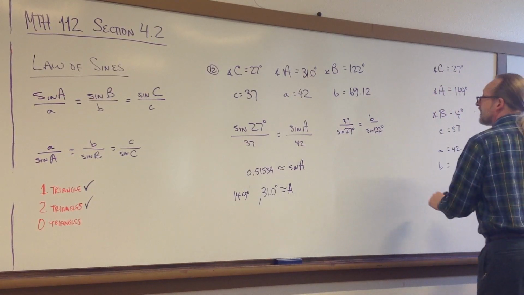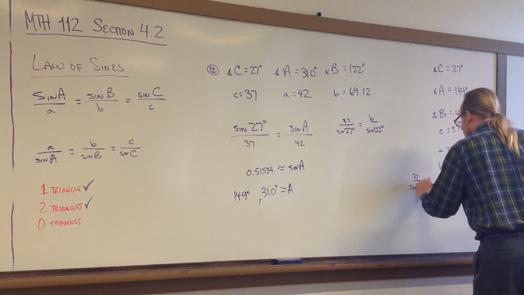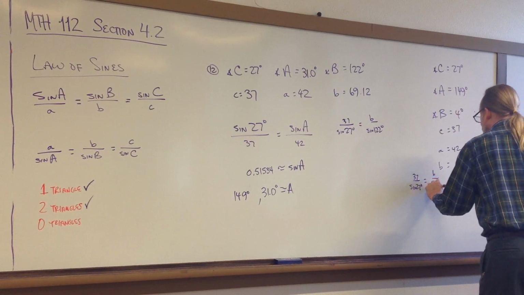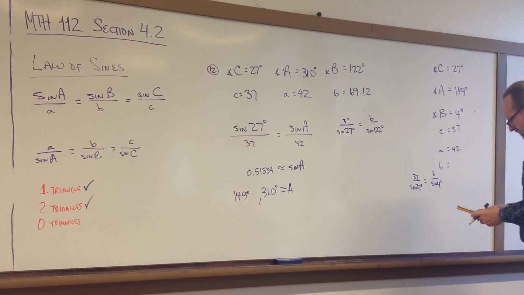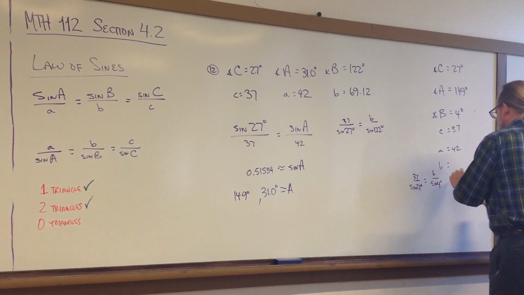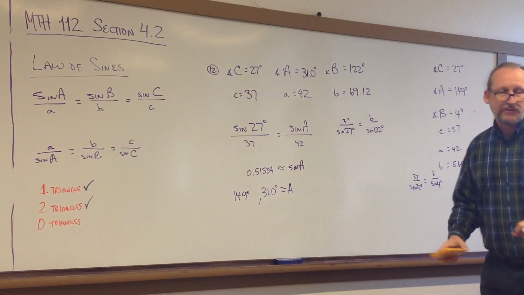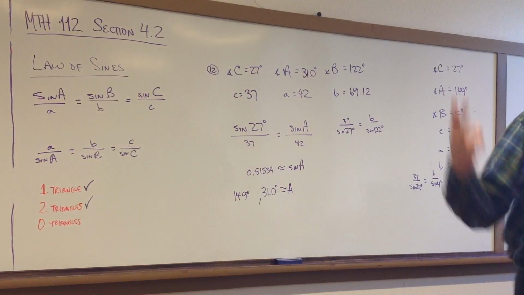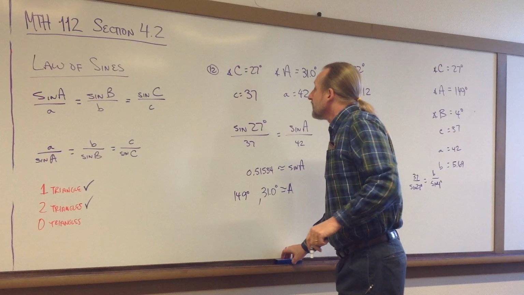And then down here, we'll set up the same thing. 37 over the sine of 27 degrees equals B over the sine of 4 degrees. Times the sine of 4 degrees, 5.69. Okay. So, there we go. That one had two possible triangles. Let's look at problem 14, see what we've got there.